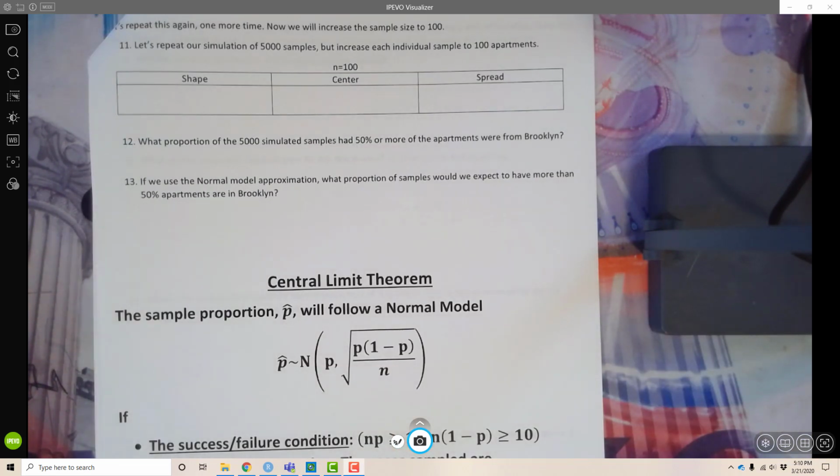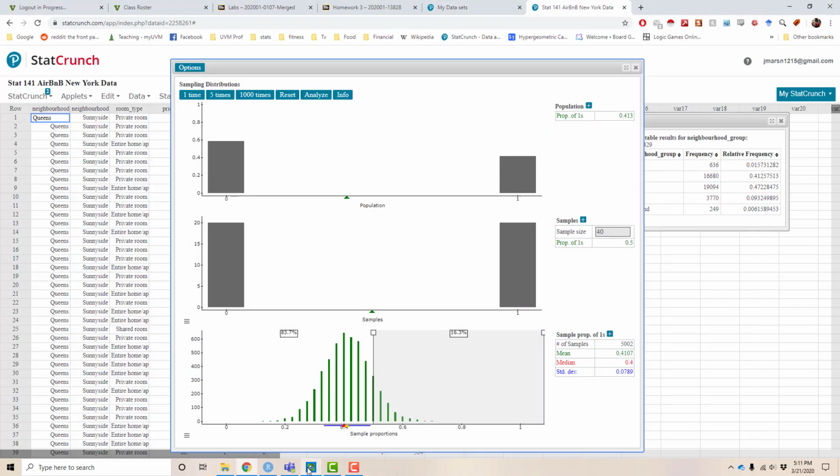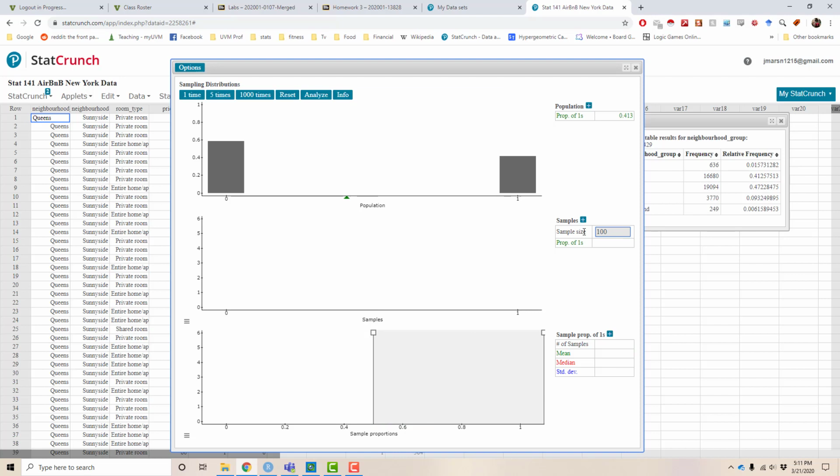So what they say is you need 3 attempts to really make a pattern. So let's do it one more time. Let's up our sample size from 40 to, not 1,000, 100. We'll take a sample of 100 apartments this time.